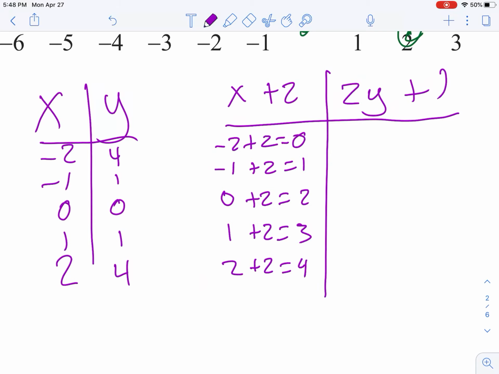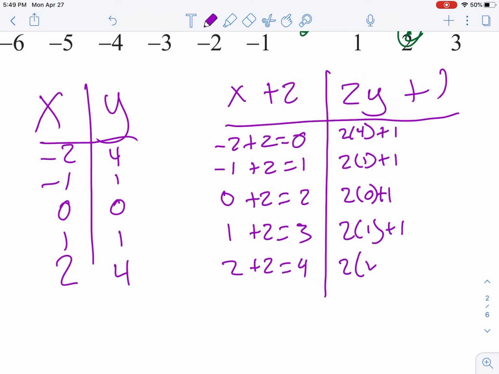I'm going to do the same thing over here for y, using my y values. 2 times 4 plus 1, 2 times 1 plus 1, 2 times 0 plus 1, 2 times 1 plus 1, 2 times 4 plus 1. And that's 8 plus 1 is 9. 2 times 1 is 2, plus 1 is 3. 1, 2 times 1 is 2, 3, and 9.